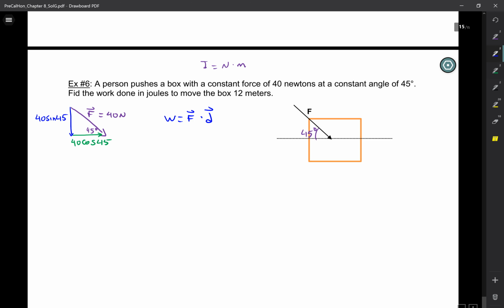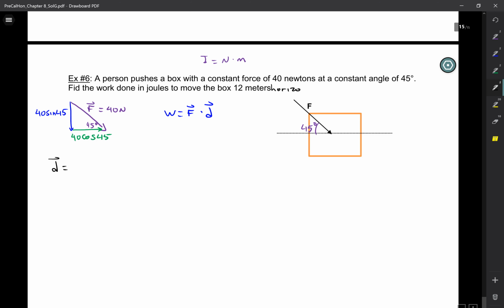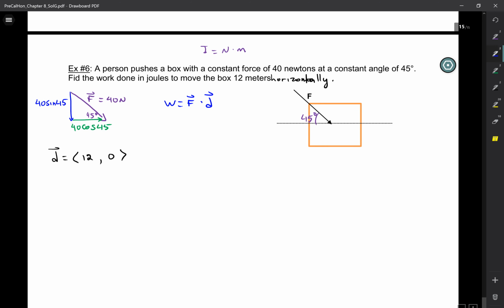All right, now, what about the distance vector? It says that the distance moved is 12 meters, and it's implied that the box moves 12 meters horizontally. I should have stated it, but we'll add it here, horizontally. So what's the D vector in component form, if it moves 12 meters horizontally? 12 comma 0.